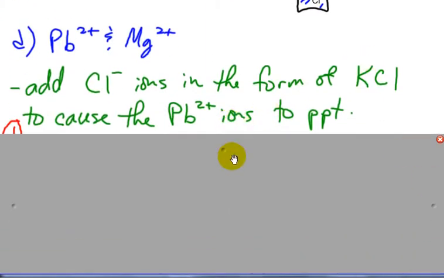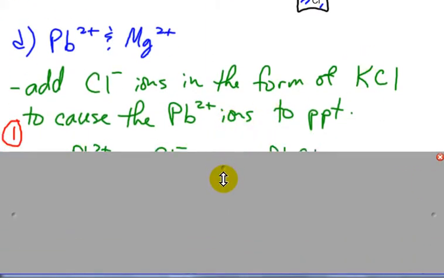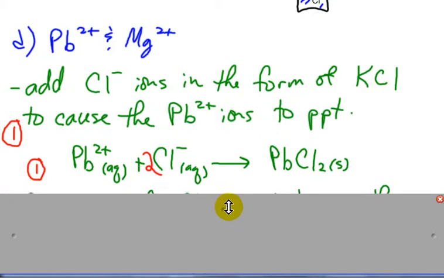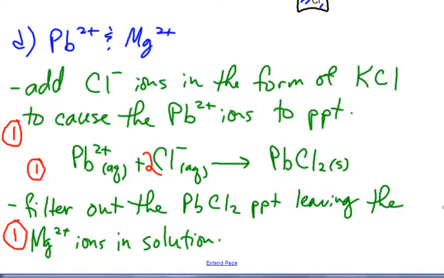So the Pb and the chloride ions, as we've seen earlier in the assignment, make a precipitate. Lead is 2 plus, chloride's -1, so of course the formula there for the lead 2 chloride precipitate is PbCl2. And showing the ions, I'd have 1 lead ion and 2 chloride ions come together to make that precipitate. And then lastly, filter out the lead 2 chloride precipitate, leaving magnesium ions in solution. Okay, so that's how you do it.